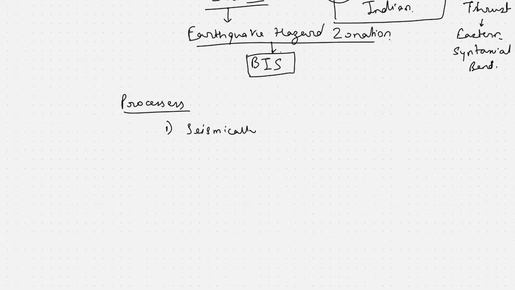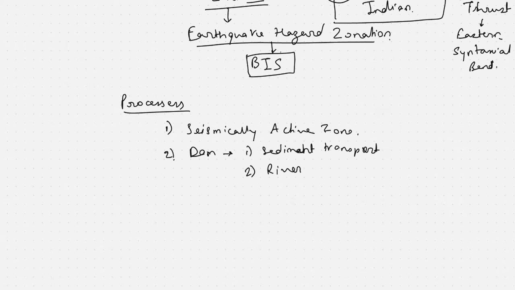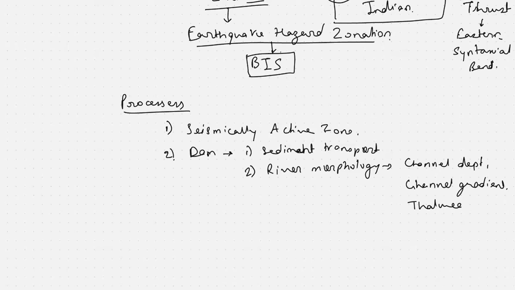Number 2, the dam which will be constructed here will have implications on, number 1, sediment transport. Number 2, the river morphology, affecting its channel depth, channel gradient, etc. Along with this, we'll also see that the flood patterns will be affected.